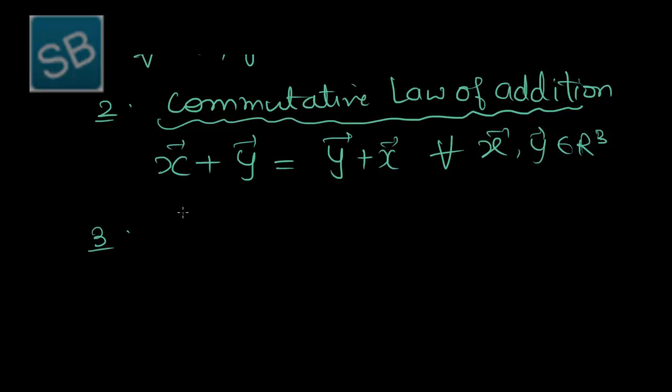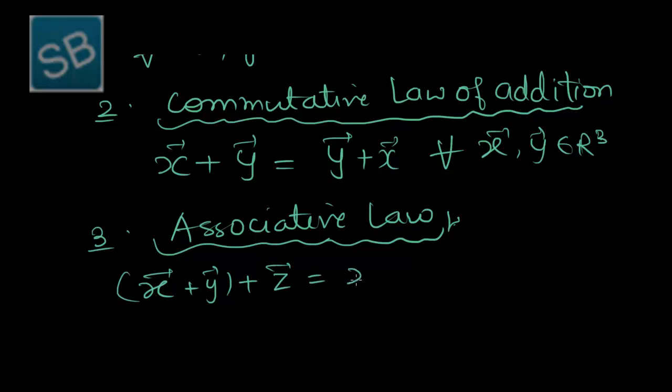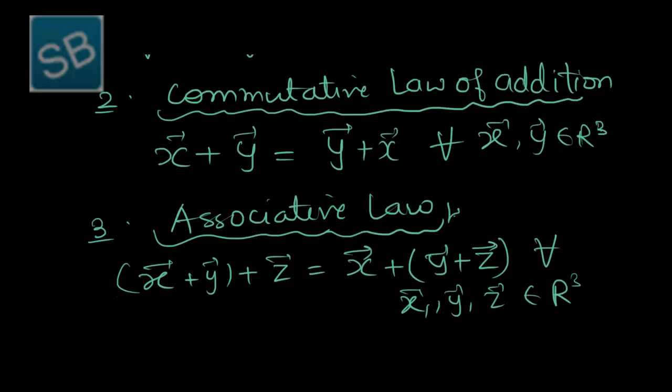Now the third property is the associative law. Now x plus y when added to z gives the same result as when vector x is added to the result of vector y plus z, for all vectors x, y, z belonging to R³. That is called the associative law of addition.